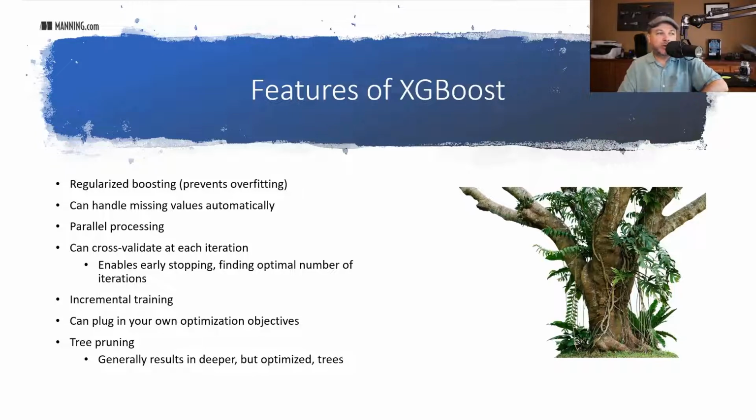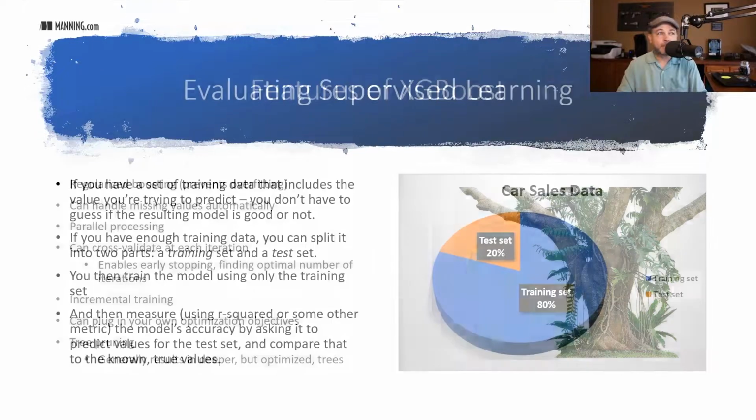And it also has a feature called tree pruning. That means that it's just trying to optimize the shape of that tree, if you will. Generally, this results in deeper trees, but the trees that are more optimized. So like we talked about before, sometimes the way that decision tree training works, you end up with trees that work well but aren't necessarily optimized. XGBoost addresses that problem through tree pruning, and we actually do get optimized trees that might be a little bit deeper than you might expect, but they are pretty optimal.